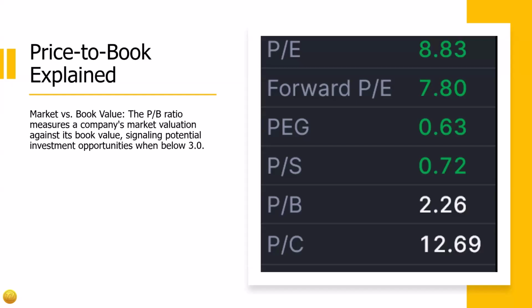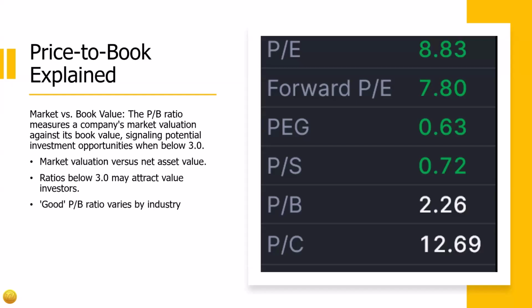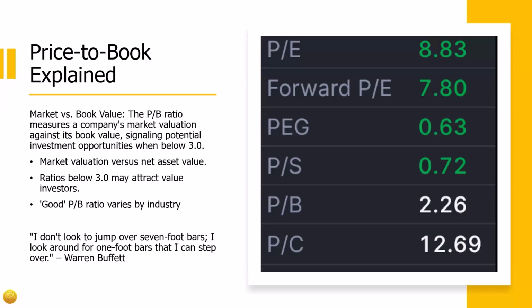Now remember, that's what we're trying to anchor against here, is margin of safety for a company that can give us that buffer zone when we make an investment. Well, price to book ratio can help us do that by measuring a company's current market valuation against its book value. Now 3.0 is a standard ratio, and numbers below that may attract value investors.